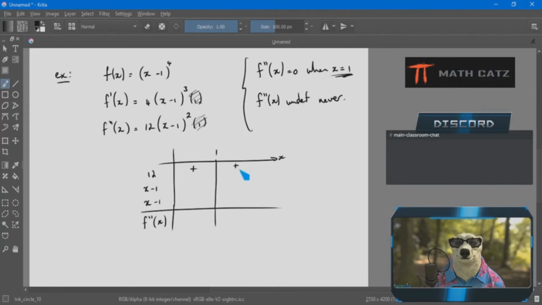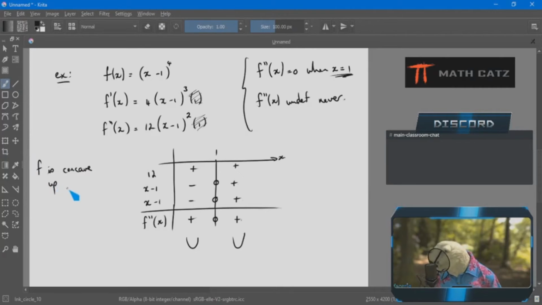12 is always positive. X minus 1 is 0 when x is 1. Goes from negative to positive. Makes the second derivative 0. Same for this one. They are copies. Now I have two negatives and no negatives. I'm bending up and I'm bending up. Now, this diagram is just for me to remind myself the bend. It doesn't mean it's a full turn. And in fact, it isn't. So I'll just write over here. My function is concave up everywhere.